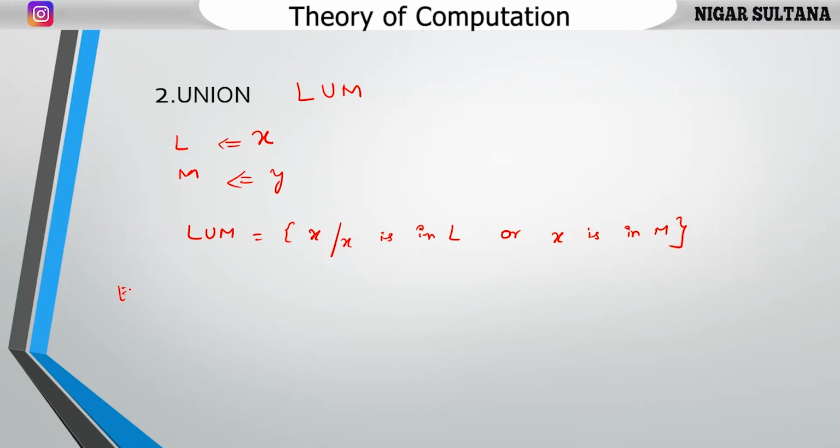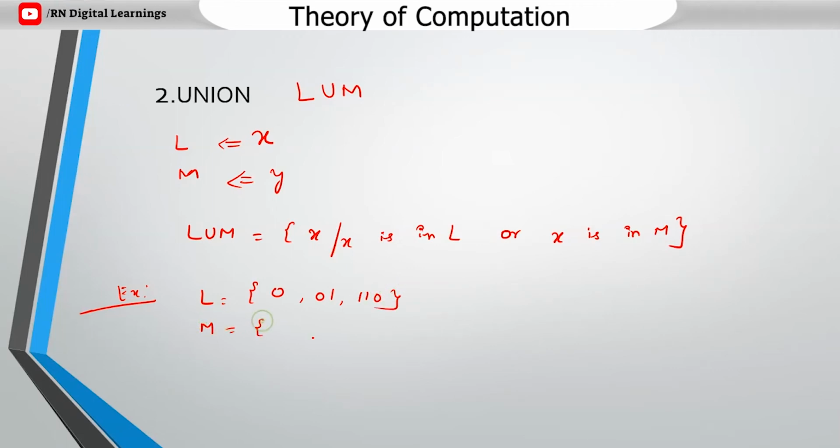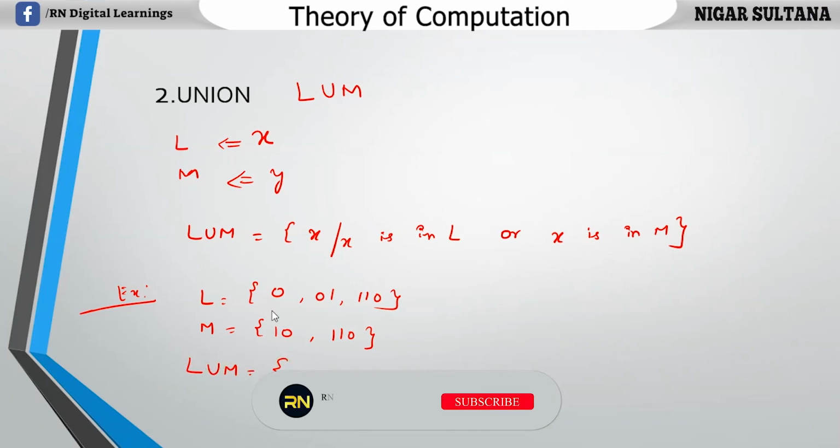Let's take an example. If L contains the elements 0, 0 1, 1 1 0, and M contains the strings 1 0, 1 1 0, now let's take the union. L union M. Now we need to combine all the elements from the sets L as well as M. Now take 0, 0 1.